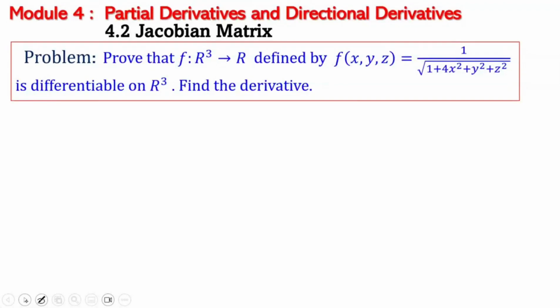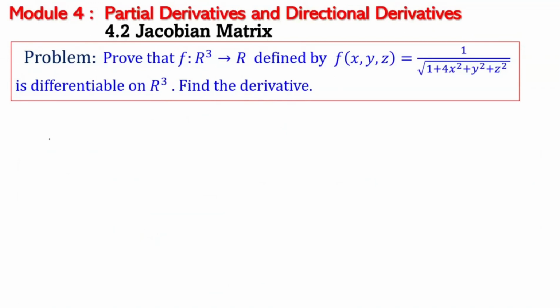Okay, now we have a problem here. Prove that f from R3 to R defined by f(x, y, z) = 1 over the square root of 1 plus 4x squared plus y squared plus z squared is differentiable on R3, and we have to find the derivative of this function. So this means that if we are able to show that this function is of C1 type, then it is enough to conclude from the previous theorem that it is a differentiable function, and we can calculate the derivative.